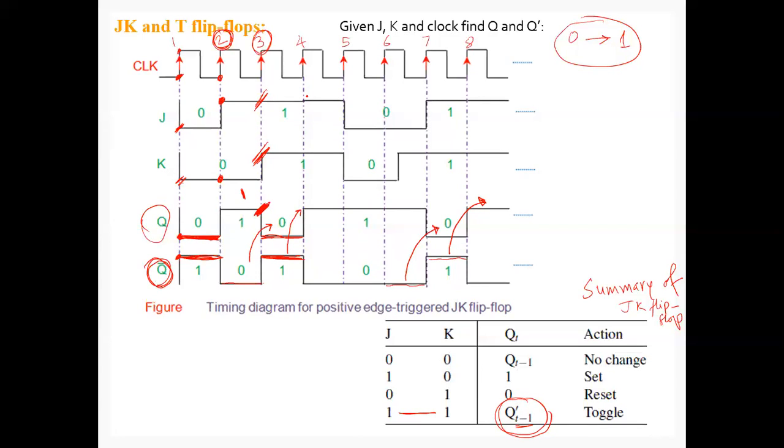So right at this point, what is your J? 1. What is your K? 1. Again, you have the toggle state, 1 and 1 toggle. So what does this mean? Right at this point, you have toggle, meaning look at the previous state of Q bar. Go here. What is the previous state of Q bar? Low or high? High. That's why you get high here. Makes sense? So this guy goes in here. Toggle. That's the meaning of toggle.